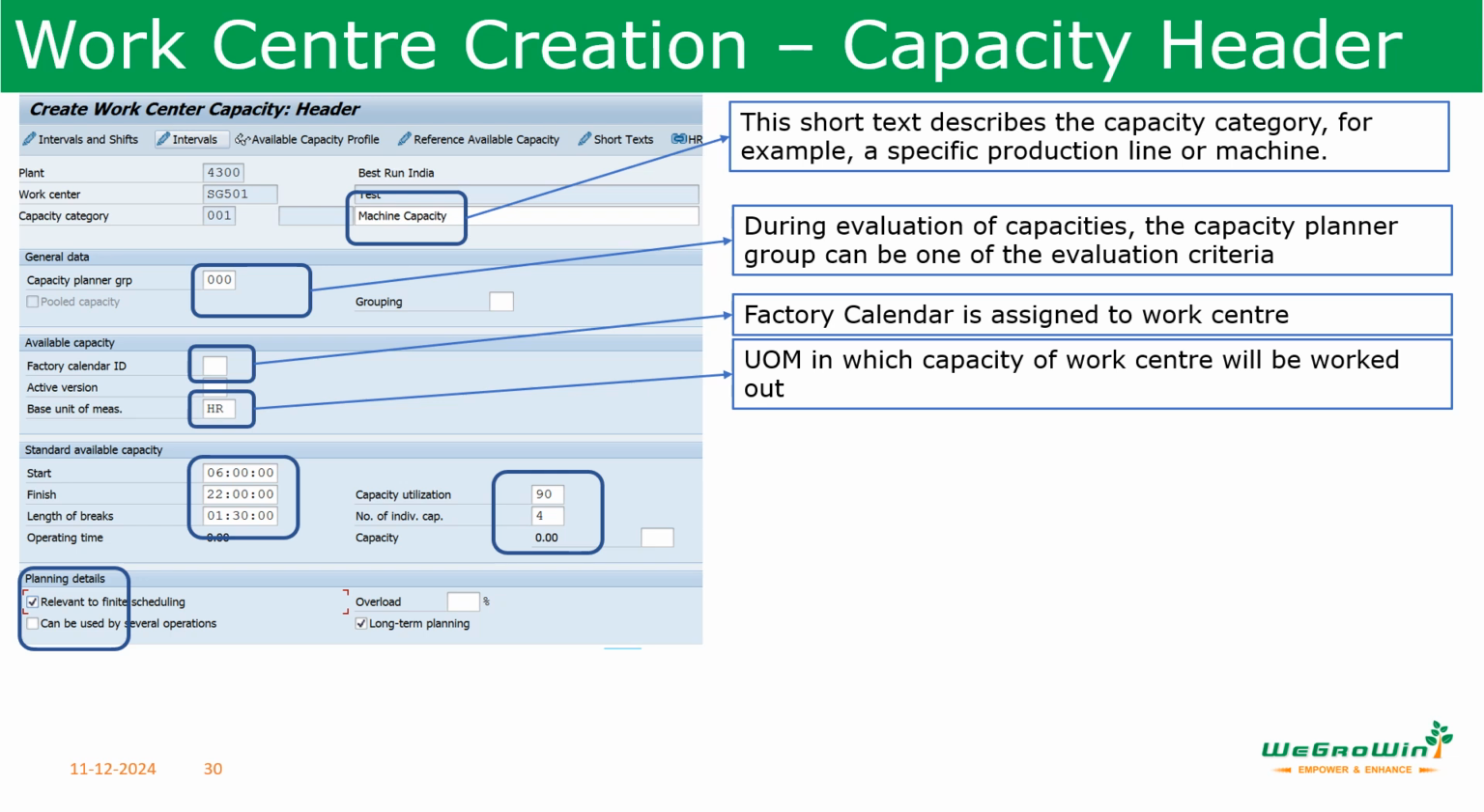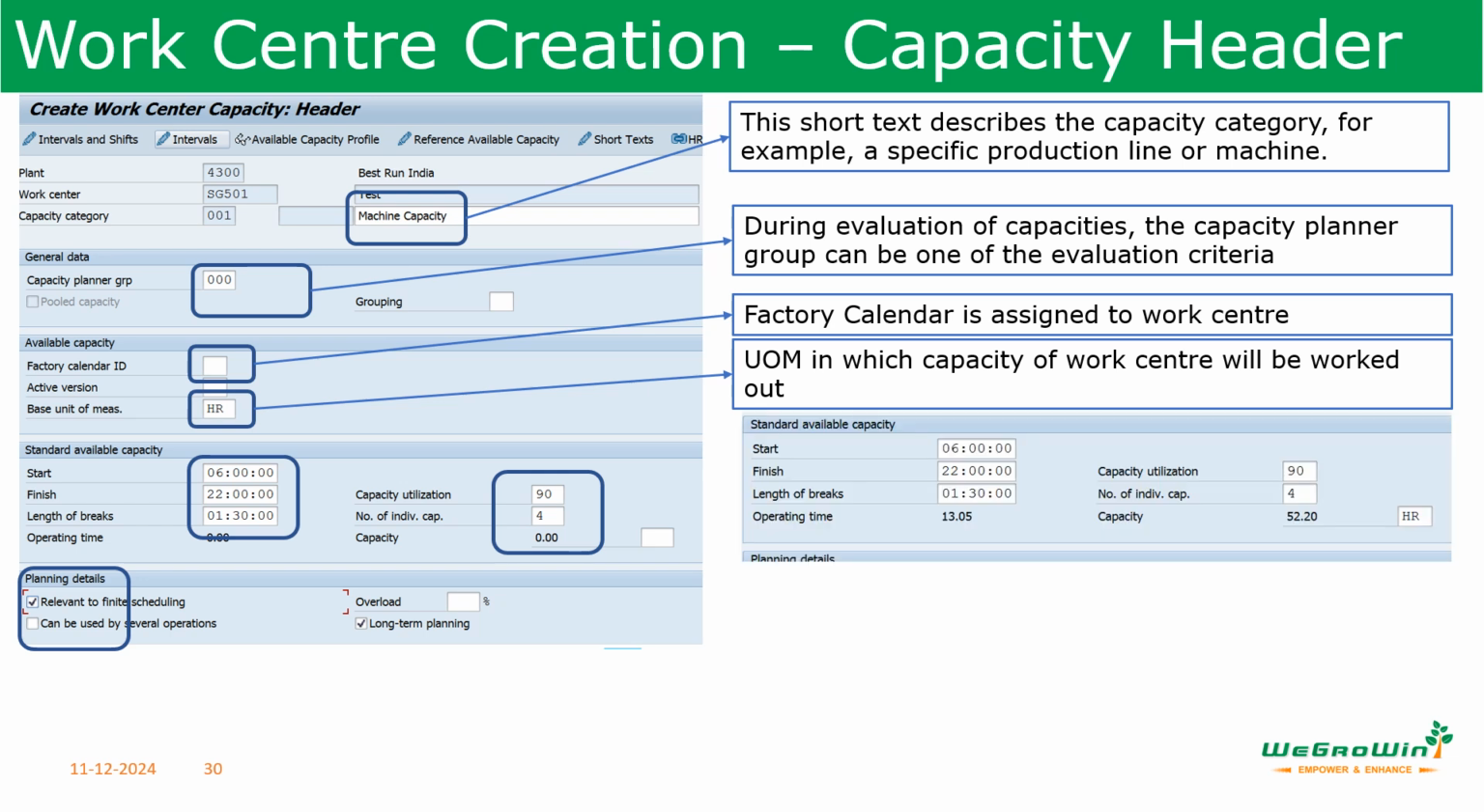After entering all these things, by pressing enter, we will get the details like this. What are we getting? Operating time is 13 hours 5 minutes. How is it calculated? From 6 hours to 22 hours, that is totally 16 hours. We reduce the 1.5 hours break, so we are getting 14.5 hours. 90% of 14.5 hours is 13.05 hours. That's what we get.